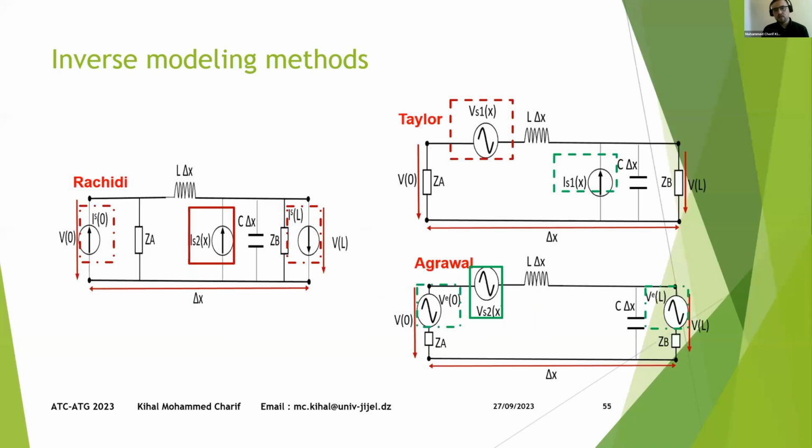There are three equivalence models: Taylor, Agrawal, and Rachidi. The Taylor model presents the effect of an electromagnetic disturbance by a voltage and a current source distributed throughout the line. The Agrawal model presents a disturbance by localized and distributed voltage sources, while Rachidi presents the influence of a disturbance only by current sources.